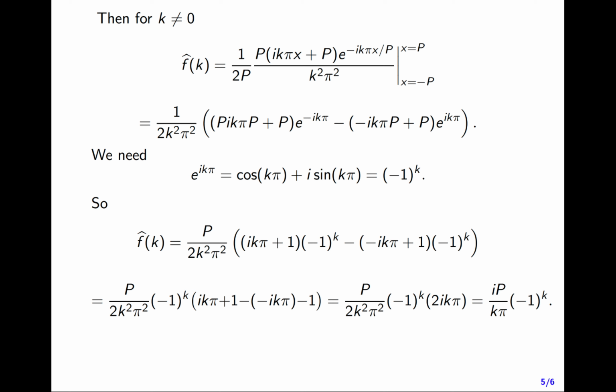Okay, so you're back to me live, and we see I have a k pi in the numerator and a k squared pi squared in the denominator, so I'll cancel those out, and I'll write f hat of k at last as ip over k pi times minus 1 to the k. And this will all presume that k was not equal to 0, which of course we can see because we're dividing by k. So for k equal to 0, we have f hat of 0 is once again 1 over 2p times the integral from minus p to p of x dx, and that is equal to 0.